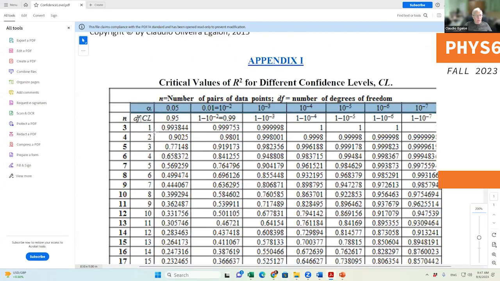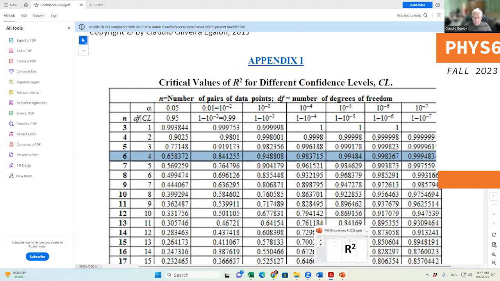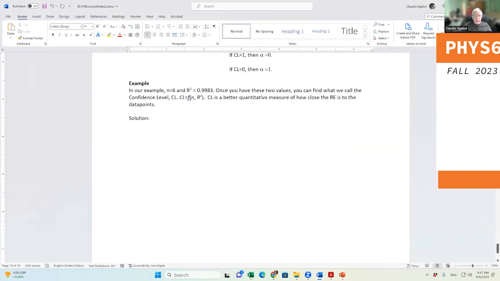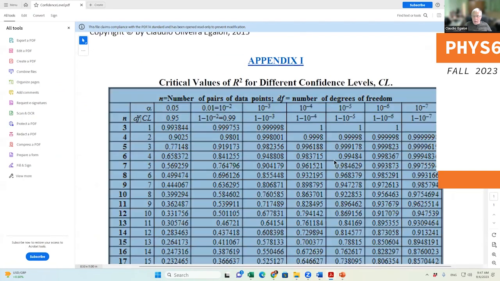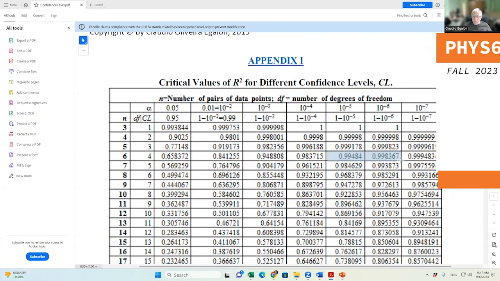Going back, n equal to 6, R squared 0.9983. Let me zoom out. Note that we have 0.9983, but we have 0.9983.67. It means that my R squared is between those two numbers. Don't report a single CL. You have to report those two values of CL.